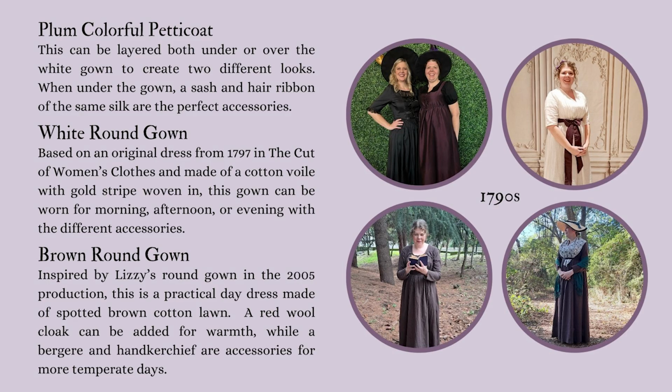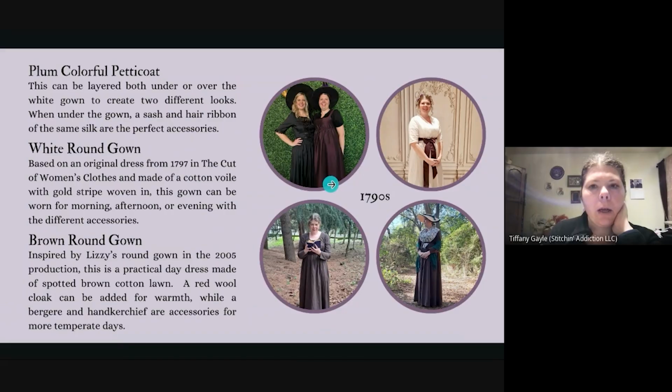This was my 1790s that I designed. I haven't completely finished this little capsule wardrobe, but I've got a good start on it. So you can see the plum silk colorful petticoat here. I'm wearing it here underneath the white gown with a matching sash and a matching hair ribbon.